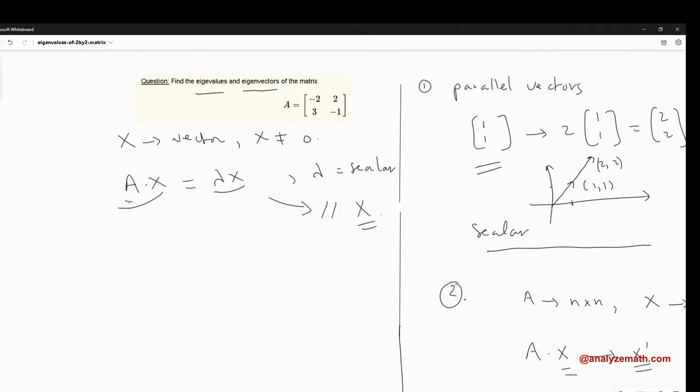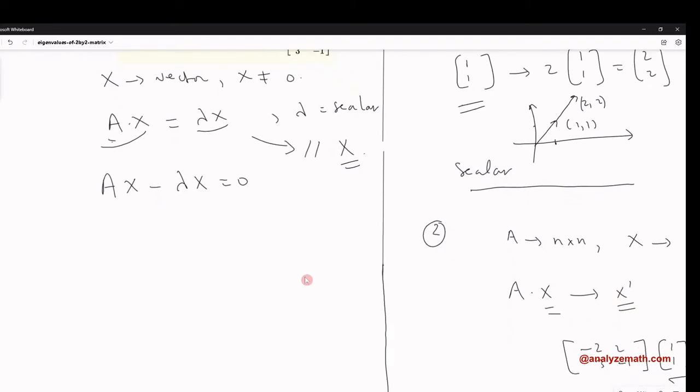Of course, this equation has an obvious solution, X equal to 0, but we don't want this. We want something not equal to 0. Now let's rewrite our equation as AX minus lambda X equal to 0, subtracting lambda X from both sides.